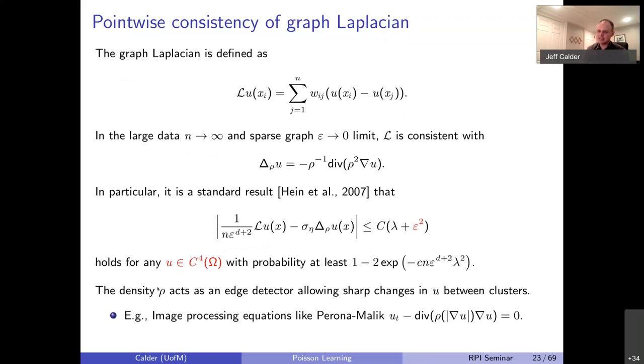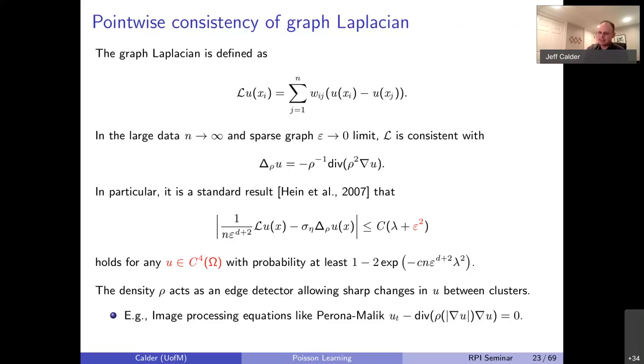So what you should be thinking is that the density rho controls the rate of diffusion in this operator. So you have faster diffusion in dense regions and slower diffusion in sparse regions, which is perfectly natural. It's a very good thing to have for classification, let's say, because you want labels to propagate fast in the clusters in the dense regions, but to propagate slowly between clusters in the regions that are sparse.